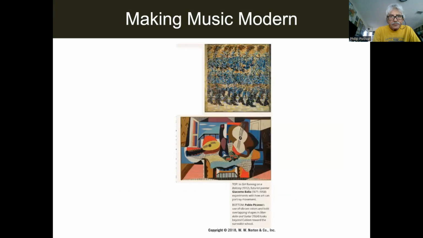So top, Girl Running on a Balcony. Oh, this is Italian futurism. It experiments with how art can portray movement. The title, Girl Running on a Balcony, 1912. And this one here, Picasso, Spanish painter. Use of vibrant colors and bold overlapping shapes in Mandolin and Guitar from 1924 looks beyond cubism toward the surrealistic school. Many, many subdivisions of art styles in the 20th century, more than other periods. So there's no unifying factor, but there are a couple main schools of thought that we'll look at.